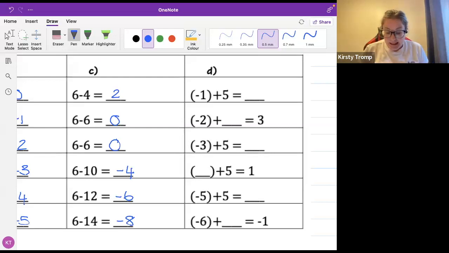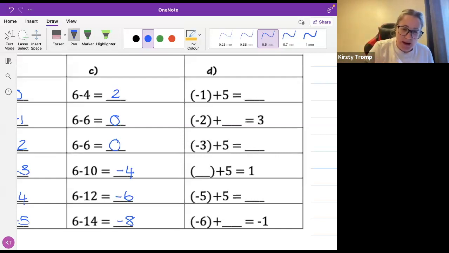Okay, let's have a look at D, which is a little bit trickier. So let's do these sums together. These will be the last ones we're going to do together for tonight. Okay, so I've got negative 1 plus 5. These are a little bit different because the signs are not right next to each other.